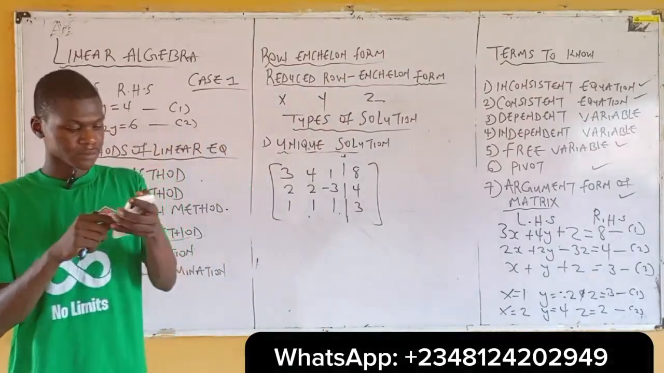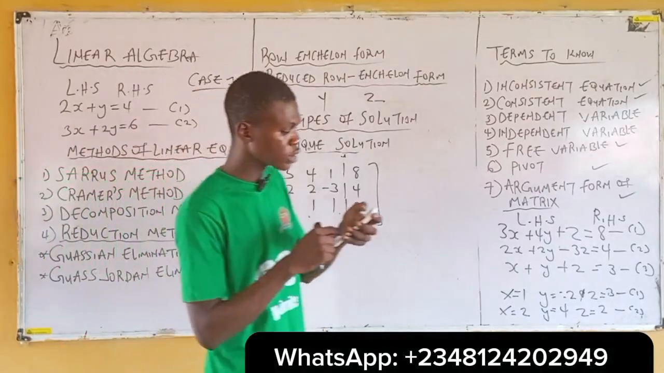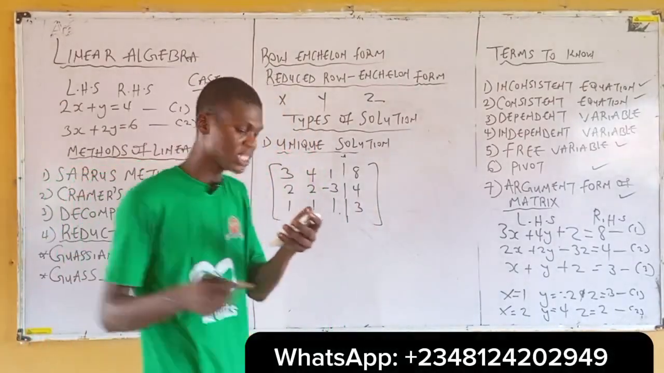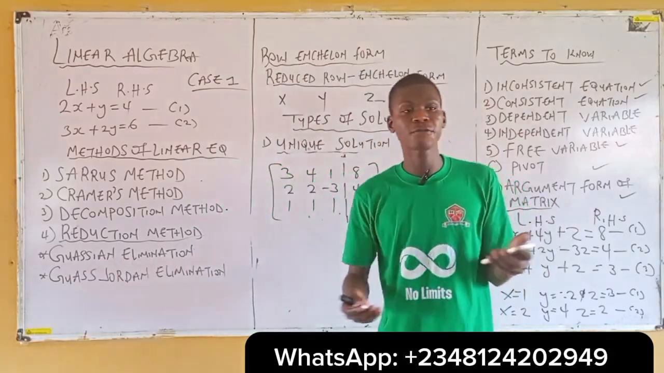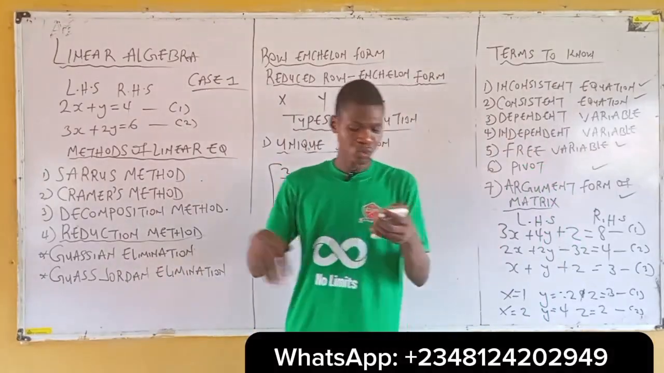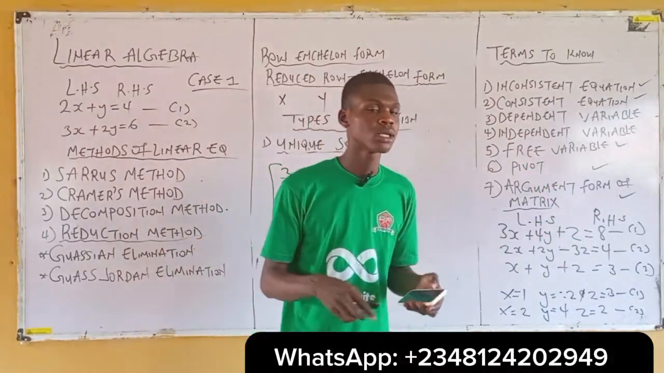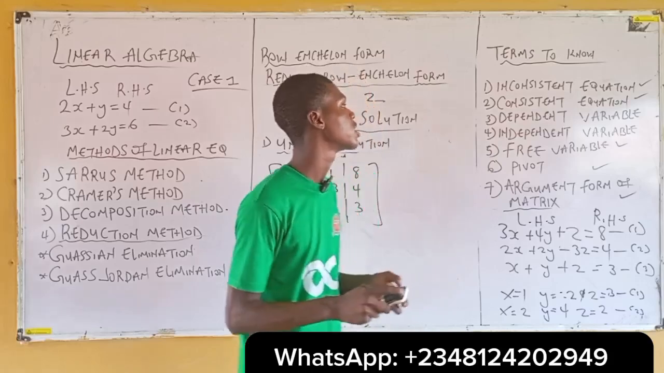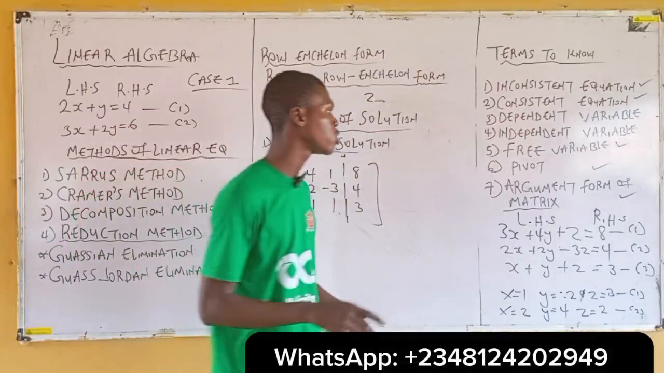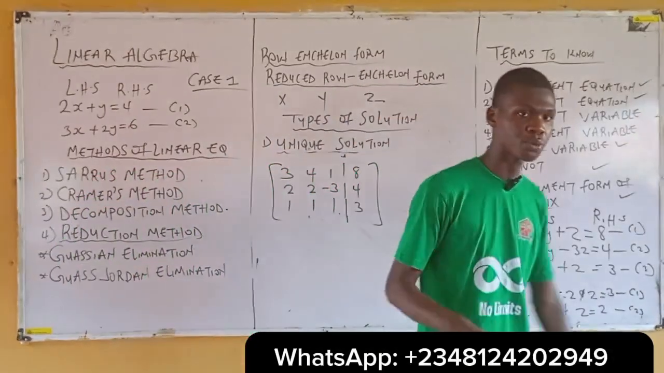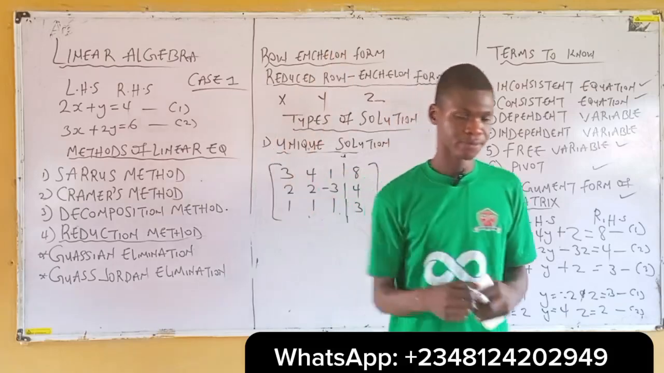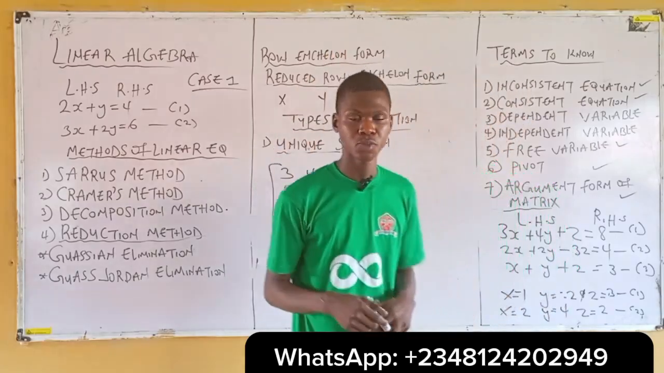Then the next one, independent variables. You can freely choose different values of the unknown variables to satisfy the equation. In brackets, this occurs in a non-pivot column. Write the first one: it occurs in a pivot column. We will look at what pivot means.